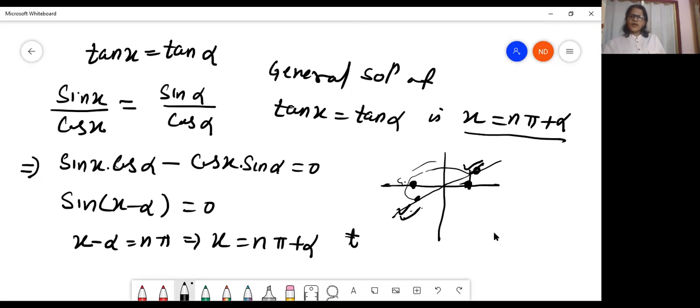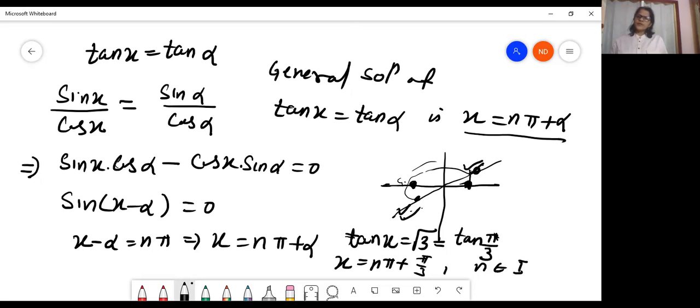So before winding up the class, suppose for example you have tan x equal to root 3. As you know, tan x equal to root 3 means the basic value is tan pi by 3. Okay, now you are moving along the circle. So tan x equal to tan alpha, right? As I said, x is unknown, alpha is known. So x unknown, pi by 3 is known. So x equal to n pi plus pi by 3. This is the general solution, and as I said, do not forget to write n belongs to set of integers.